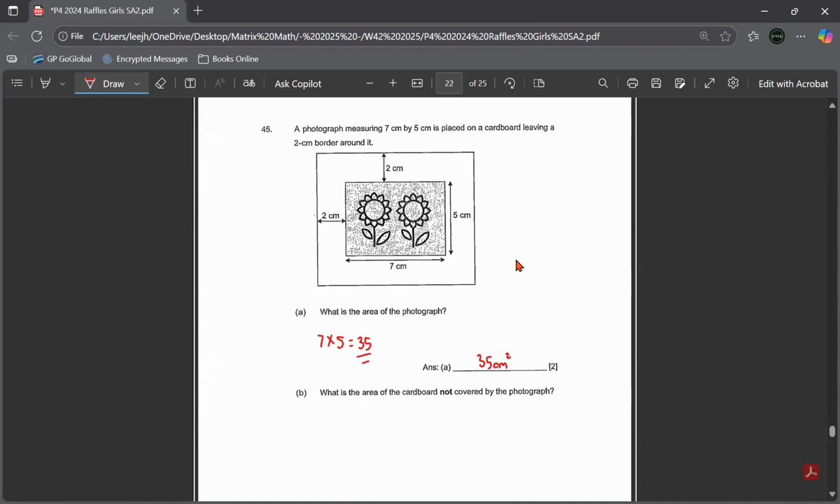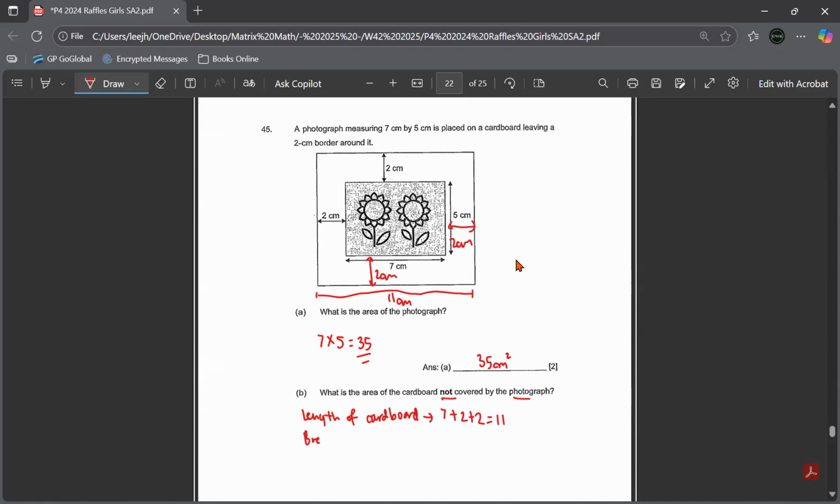Now B, what is the area of the cardboard not covered by the photograph? So you know from here to here, 2 cm. All around 2 cm. So I need to find the length of the cardboard. We already got the area of photograph. So we focus on the cardboard. Find the area. Length of cardboard. So the length of the photo is 7. So here 2 more, here 2 more cm. So it will be 7 plus 2 plus 2. Length of cardboard is 11 cm. So this is 11.